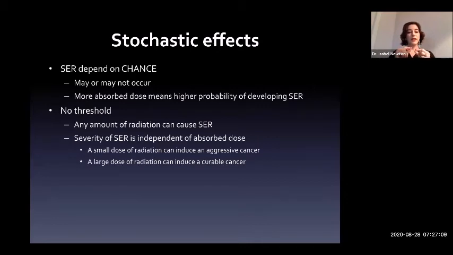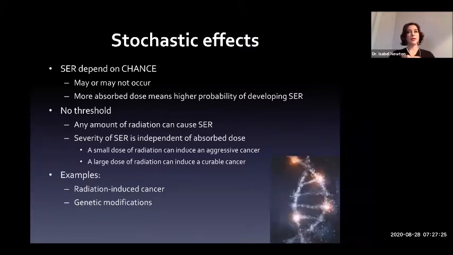The severity is also independent. So you can have a little tiny dose and it can cause an aggressive cancer. You can have a large dose and it could cause no cancer or a curable cancer. It's not predictable. So the examples are radiation-induced cancer and genetic modifications, like germline modifications that you can pass down.